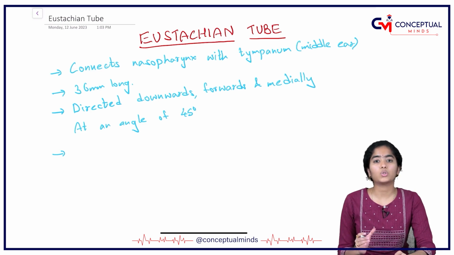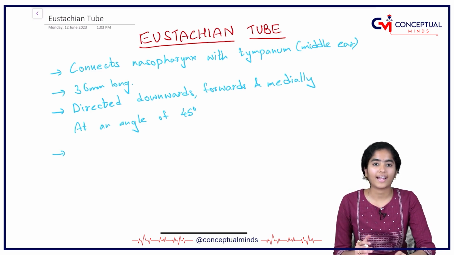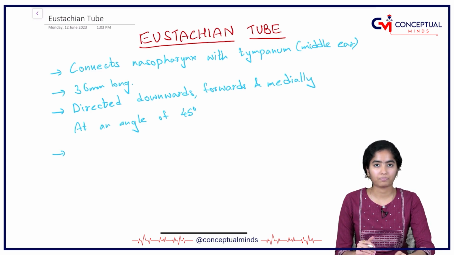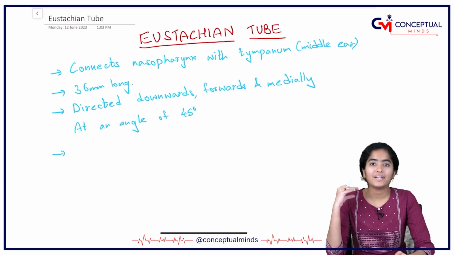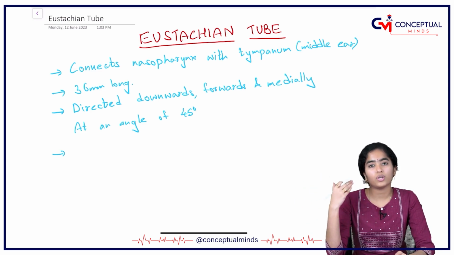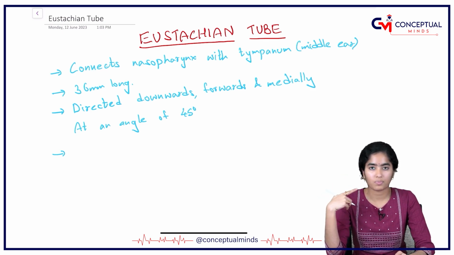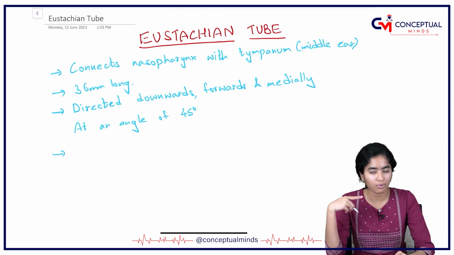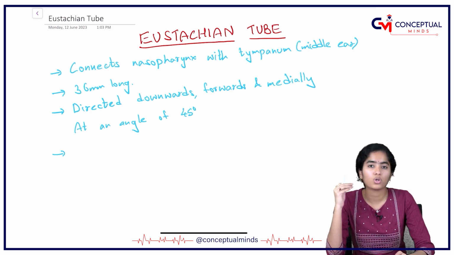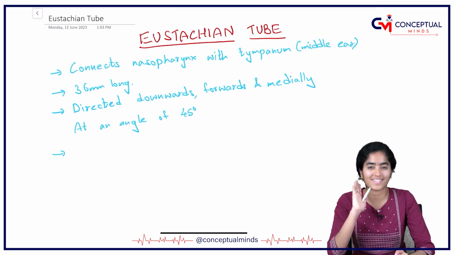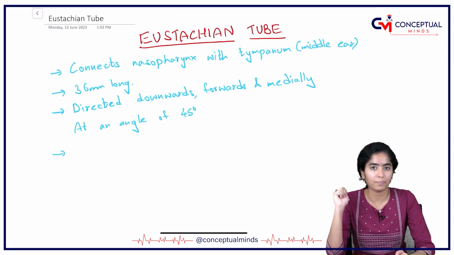It is divided into two parts, a bony part and a fibrocartilaginous part. Now when it is coming from the middle ear, it is more or less covered with bone on all its boundaries. The anterior wall of the middle ear is made up of bone, the posterior wall is made up of bone, the roof is made up of bone. So it is a bony structure, except on the lateral side where there is the tympanic membrane.